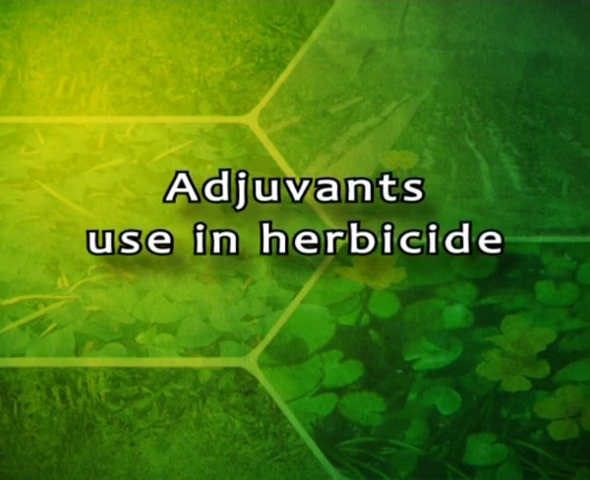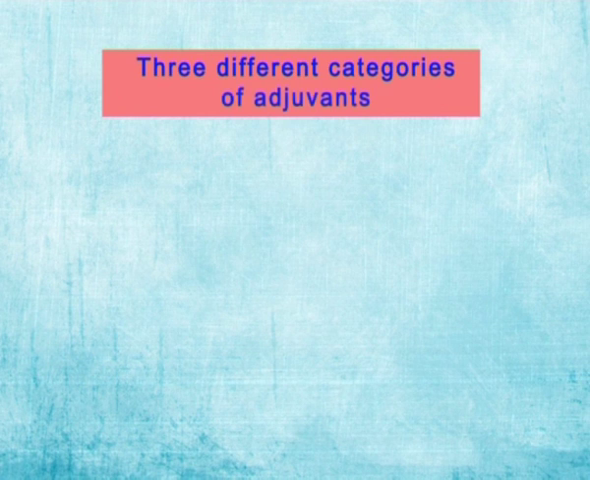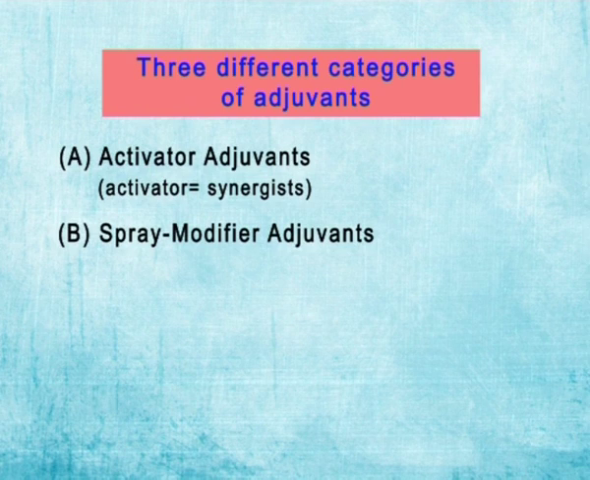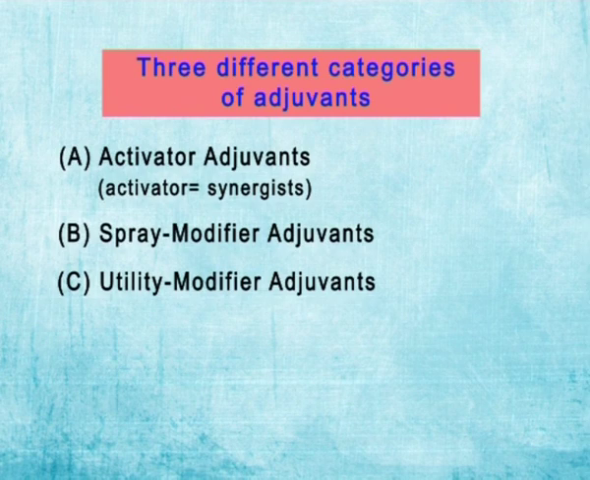Adjuvants do not increase the innate activity of herbicides but help their availability at the action sites of plants and thereby indirectly increase their efficacy. Adjuvants used in herbicides are classified into three different categories: A. Activator adjuvants, also known as synergists. B. Spray modifier adjuvants. C. Utility modifier adjuvants.